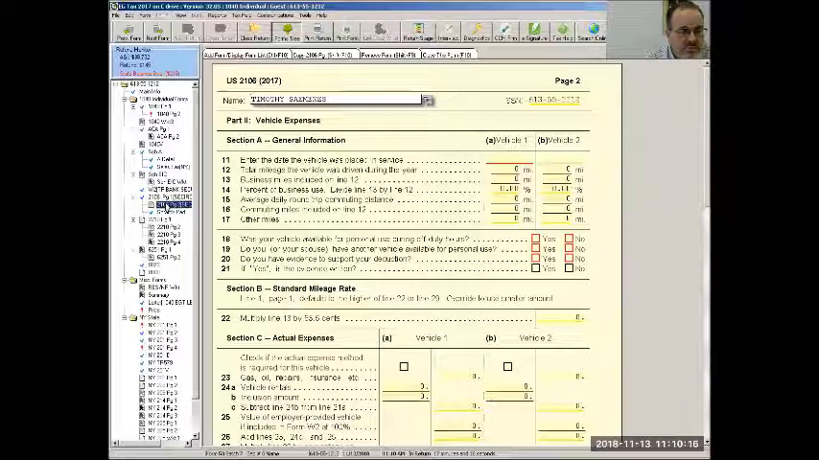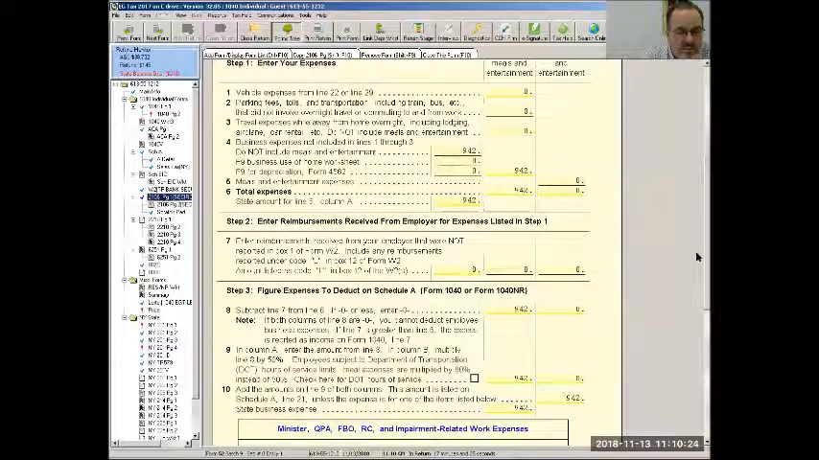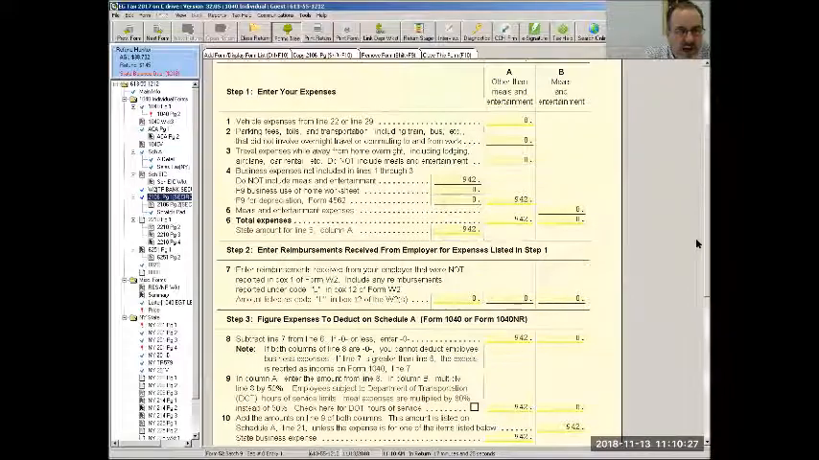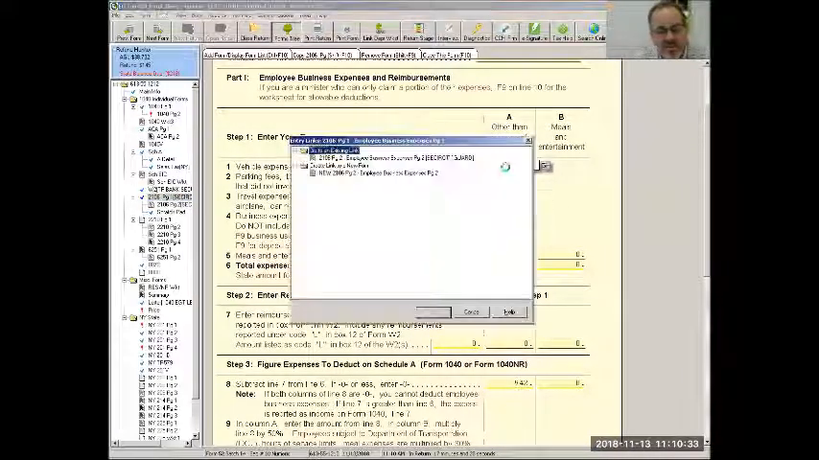Number 2. 22 or 29. Yeah, I would do it on number 2. Vehicle expenses. You're doing the vehicle stuff? Mm-hmm. Well, it says commuting to and from work.